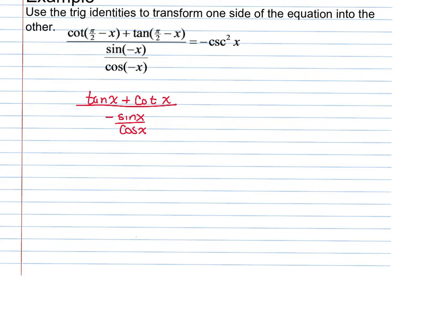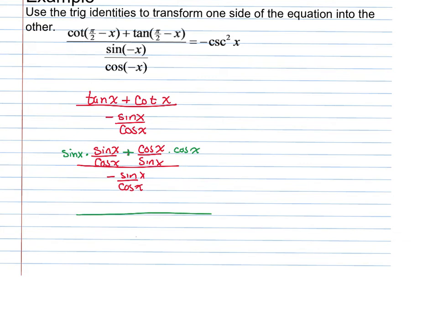I'm going to suggest turning the top part into all sines and cosines. So we know that tangent is the same thing as sine of x over cosine of x, plus cotangent, which is cosine of x over sine of x, all of that over negative sine of x cosine of x. On the top part, we need to get a common denominator because we have a plus sign right here. So we're going to multiply this side by sine of x, this side by cosine of x, and we're going to get at the top sine squared of x plus cosine squared of x, all of that over cosine of x sine of x.